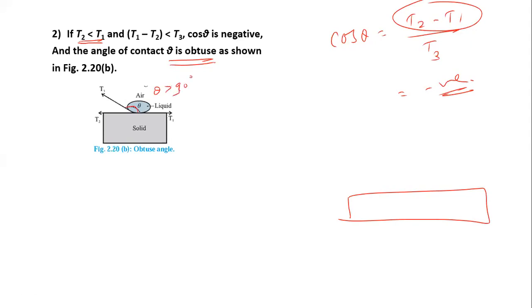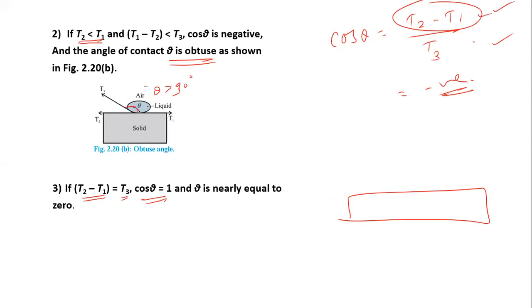Okay. Now after that, the third case. If T2 minus T1 is equal to T3, means numerator and denominator are the same, then cos theta is coming 1. And cos theta is 1 means theta is nearly equal to 0, meaning the angle of contact is 0. You know that cos 0 is 1. So the angle of contact is 0. What is the shape of the liquid drop? You get a flat surface. The liquid will spread completely on it.